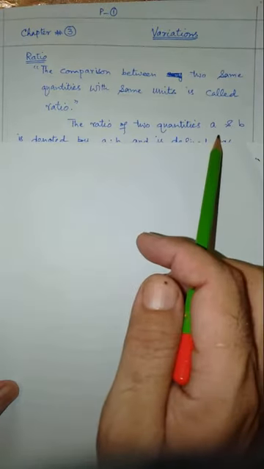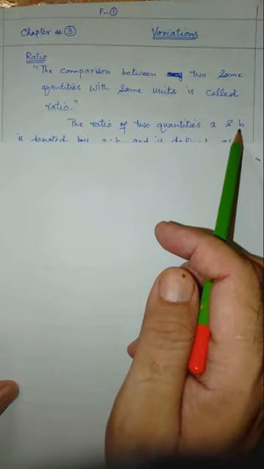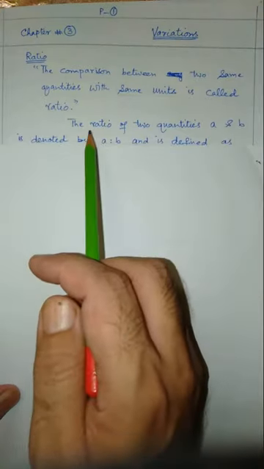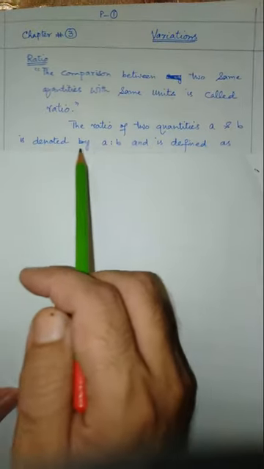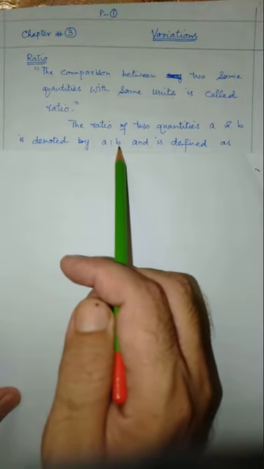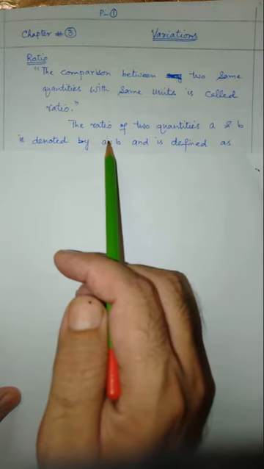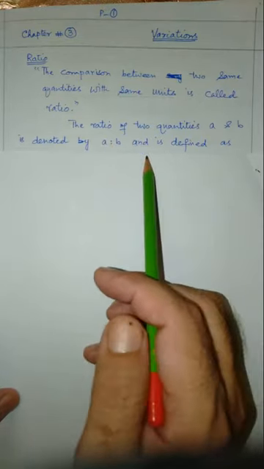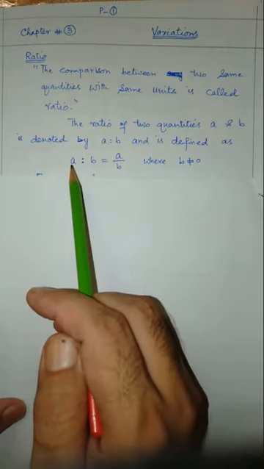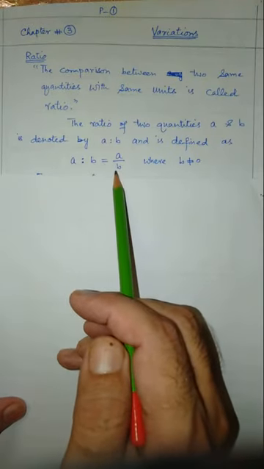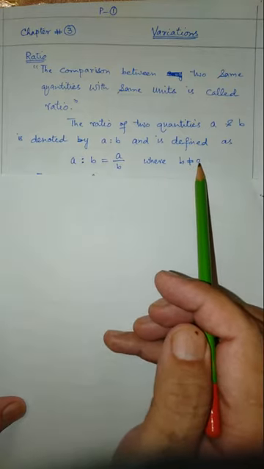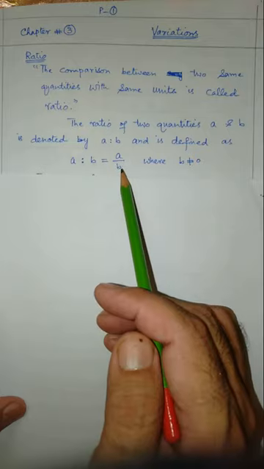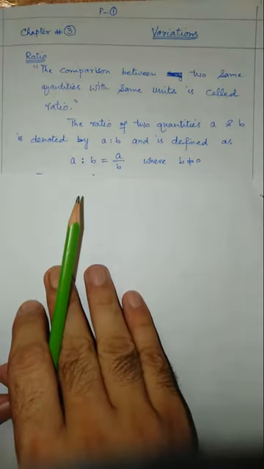The ratio of two quantities a and b. Let us suppose we have two quantities small a and small b. Then the ratio of the two quantities is denoted by a:b. These two dots represent ratio, and it is defined as a:b is equal to a by b, where b is never equal to 0. If b is equal to 0, then something divided by 0 is undefined or infinity.